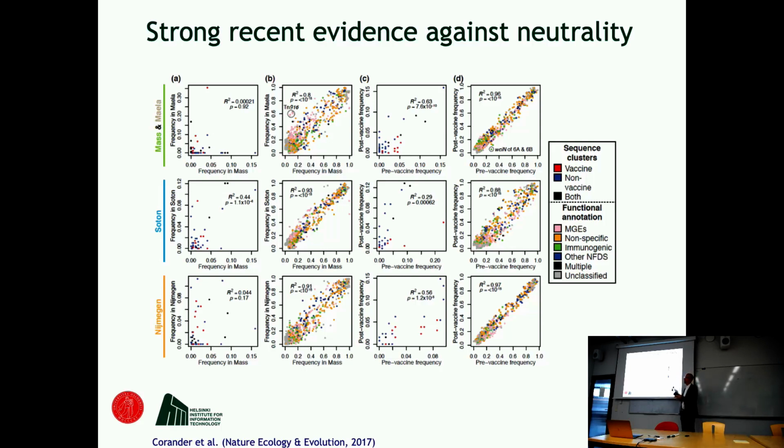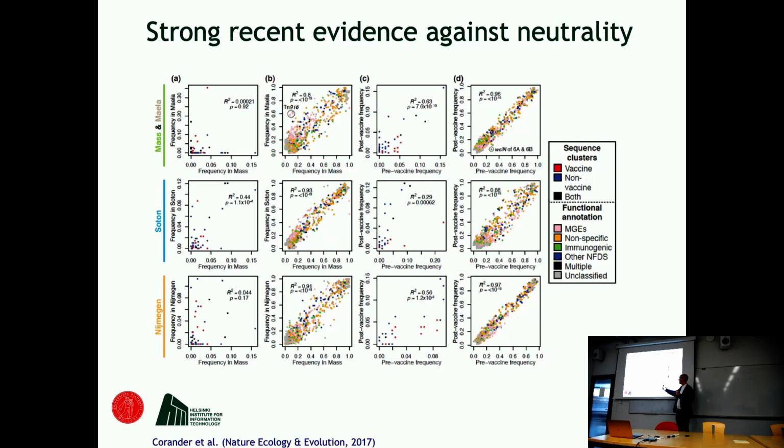Most countries in the Western world routinely vaccinate small children against Streptococcus pneumoniae, targeting a part of the population. Today, the most advanced form of vaccine is a so-called 13-valent PCV vaccine, which targets 13 different serotypes of this bacterium. I'll come back to the serotypes later. But when we look at the pre-vaccine frequency of these genes and compare that with the post-vaccine frequency, you see extremely strong correlations in all of these three geographically determined populations.